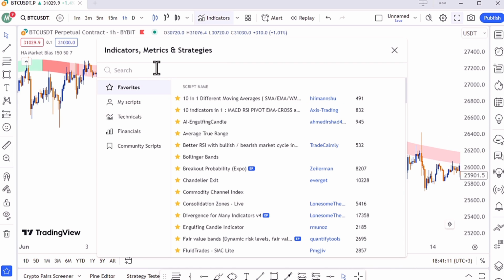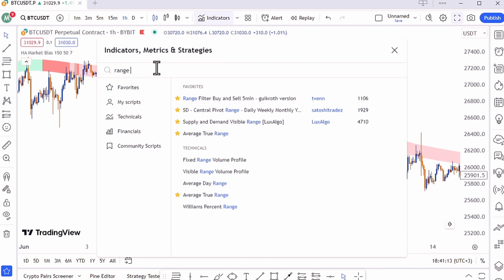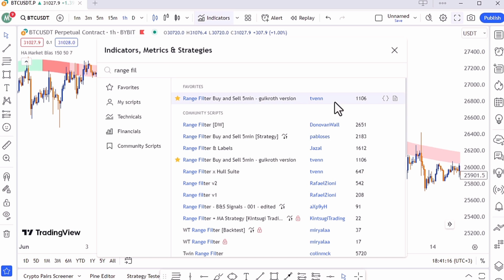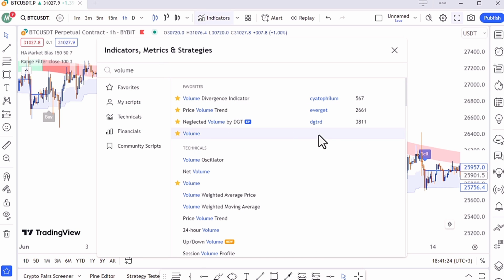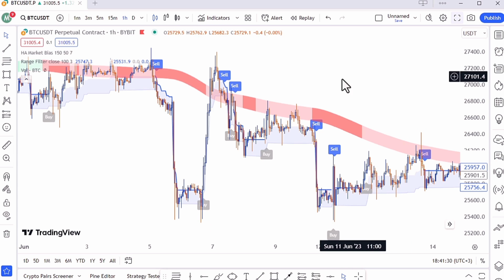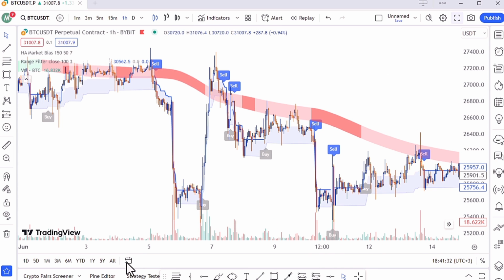Head over to the Indicator Search tab and search for the Range Filter indicator. Select this indicator made by this amazing scripter, thanks to him or her by the way, and add it to the chart. The next indicator we will be adding to the chart is the Volume indicator. Search for the Volume indicator and select the indicator which is made by TradingView, or let's say the standard version. Those were all the indicators that we'll be adding to the chart.